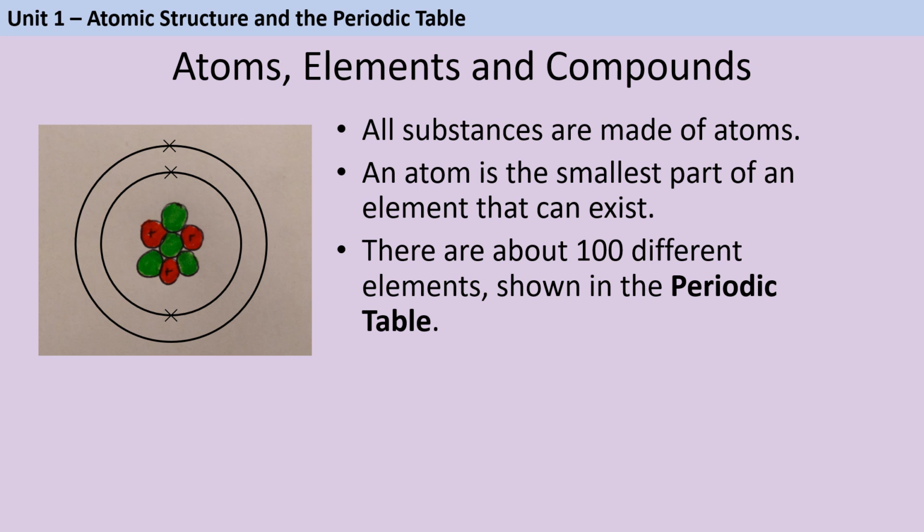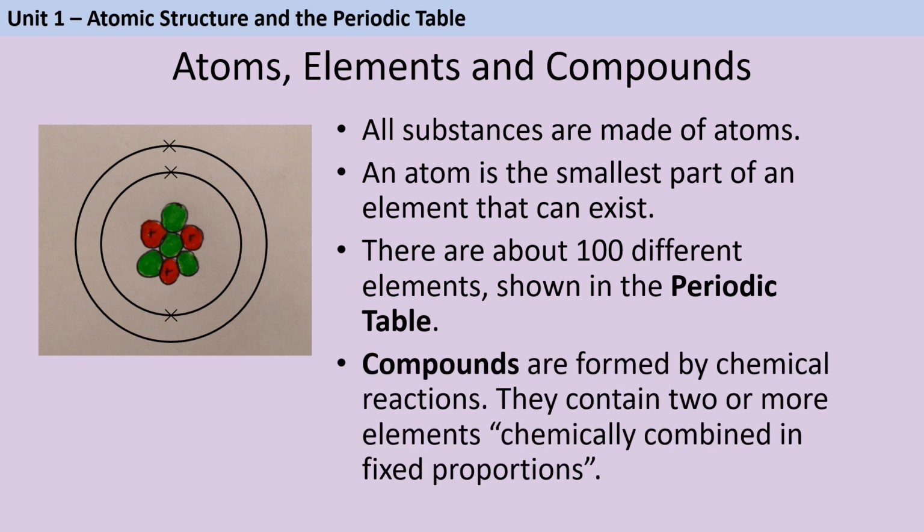When you sit your GCSE exams, you'll get a copy of the periodic table that has all the different elements on it. So if you're not sure whether something's an element or not, look and see if you can find it in there. If you can find it, then it is an element, and if you can't, then it's not. Then those elements, if they react together and are chemically combined, or we say bonded, then we have a compound.